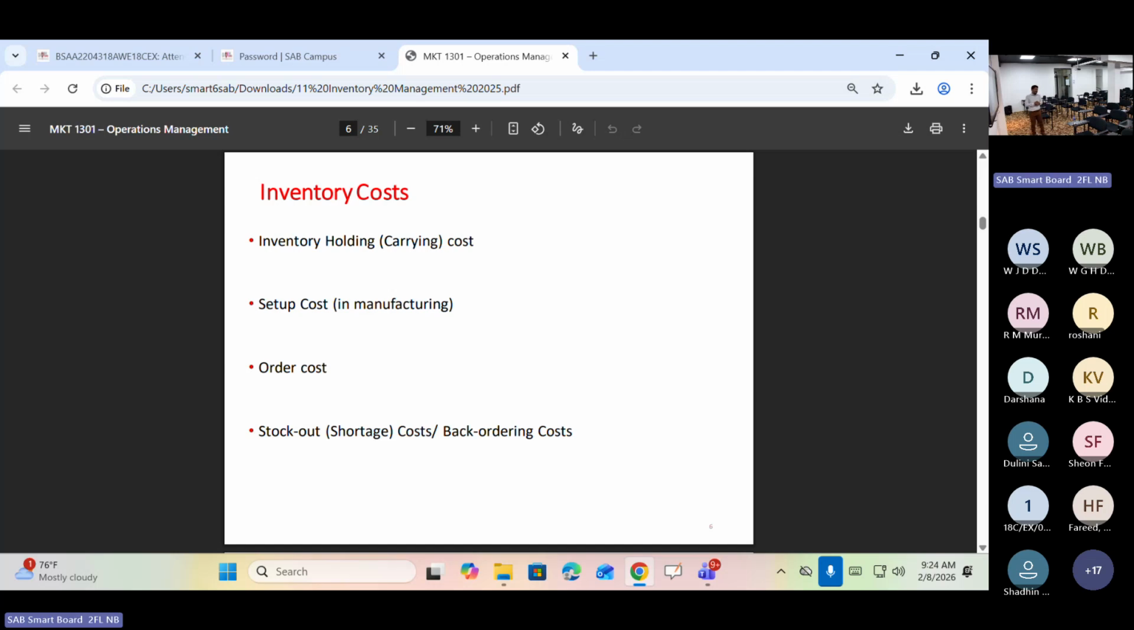I hope you have an idea of what we call inventory carrying cost or holding cost: costs associated with keeping inventories for a long time period. So can you think of some examples, some specific cost categories that you can identify as examples for inventory holding cost or inventory carrying cost?